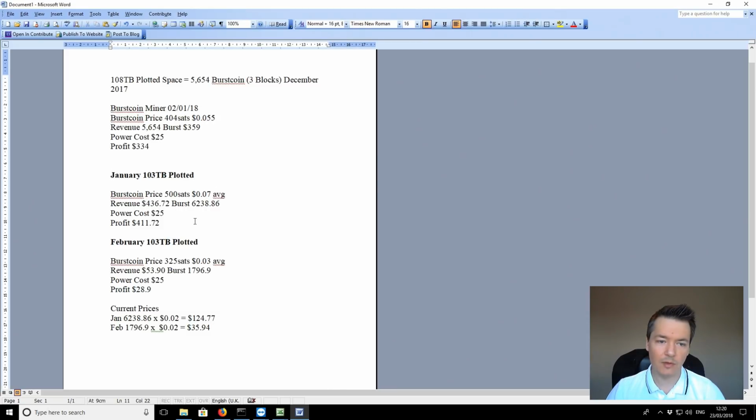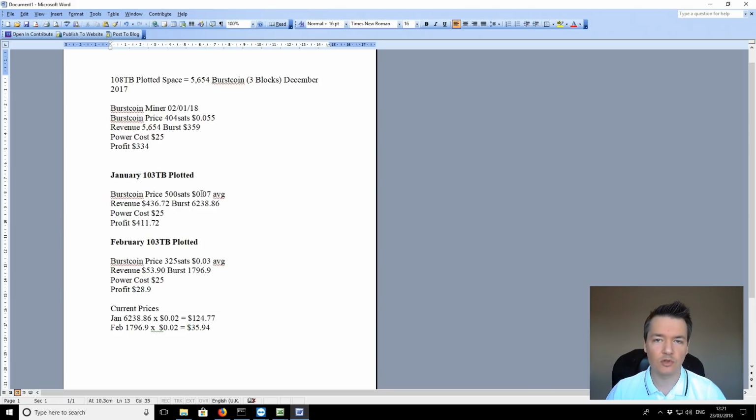January was a very good month in terms of dollars and also number of Burstcoins. We've got 6238 Burstcoins, which is really good. Found quite a few blocks and got good Burstcoin earnings. And here, I've got the Burstcoin price in Bitcoin or Satoshis. So 500 Satoshis works out, on average, to 7 cents for the month of January. I've just taken that average to give you a good understanding of the price and how it can change dramatically from one month to the next. Depending on exactly when you sell your coins will obviously affect your price quite dramatically.